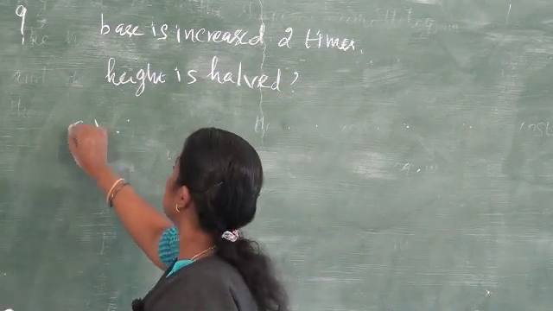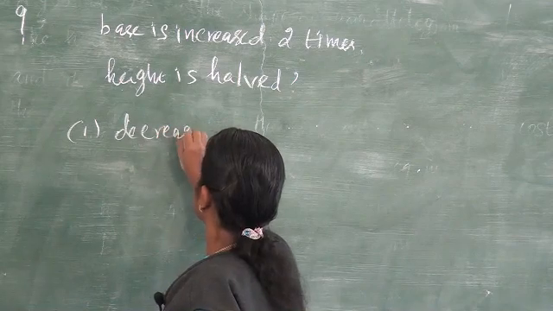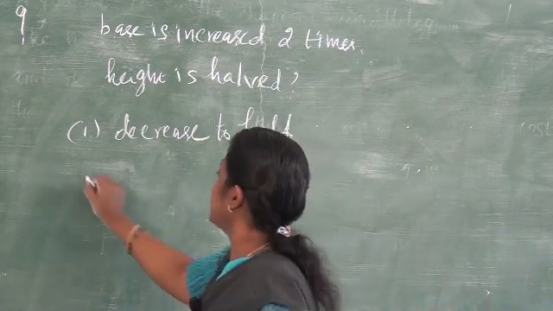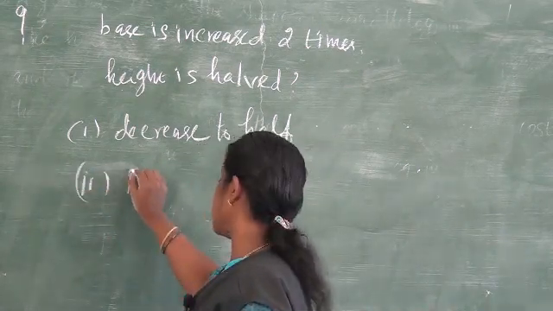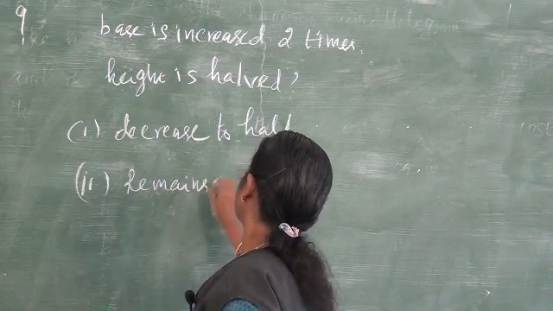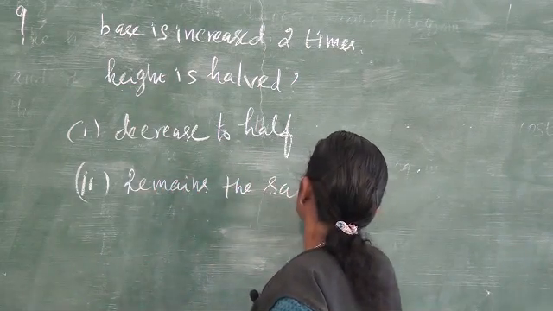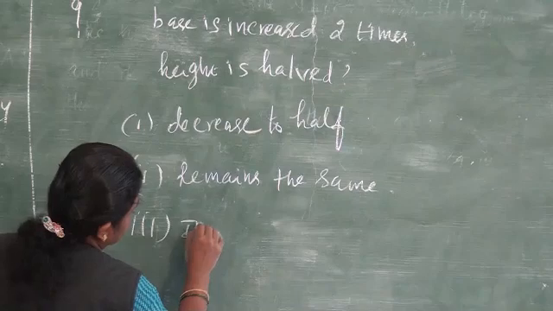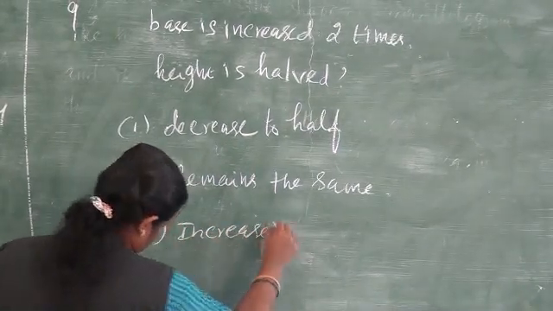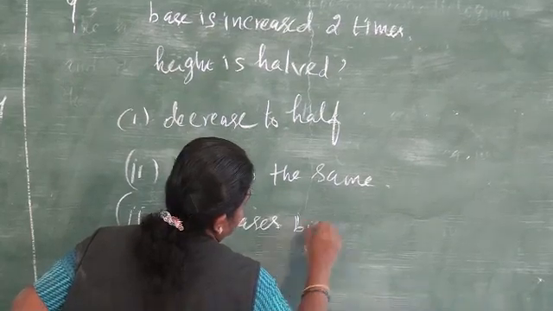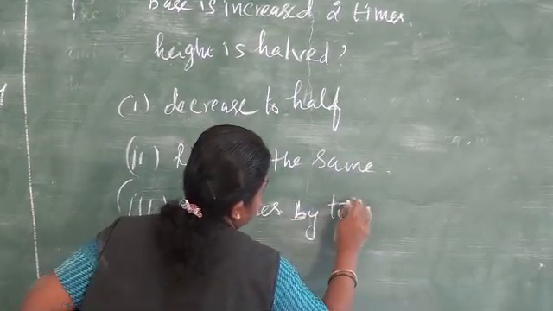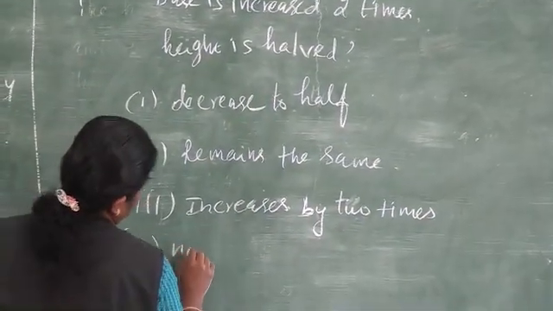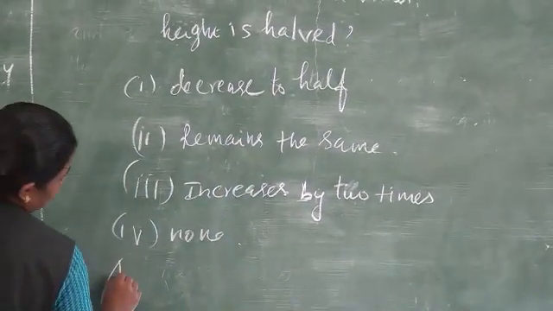First option is given to us, decrease to half. The second option is given to us, remains the same. The third option is given to us, increases by 2 times. The fourth option, none. You know what the area is?